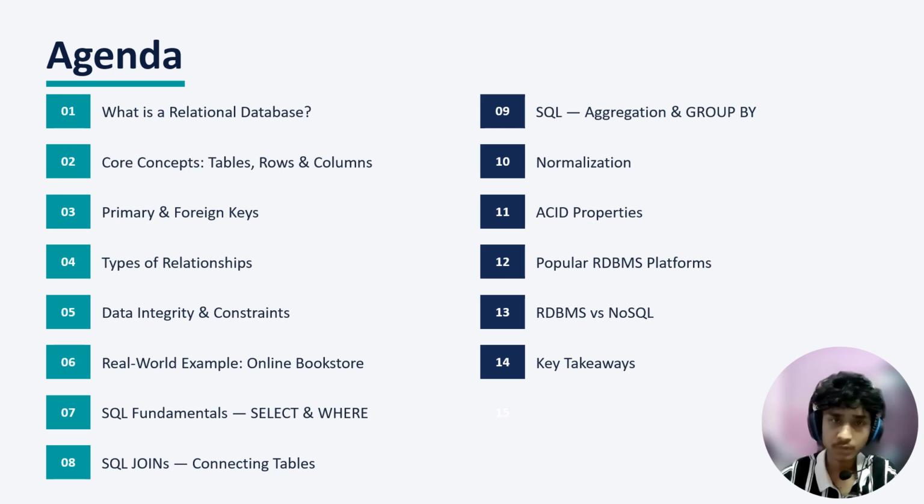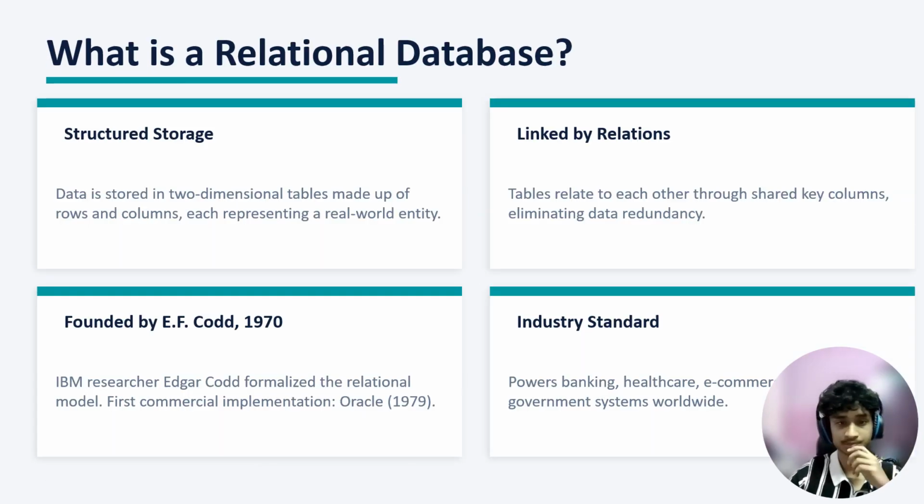Here's a quick overview of what we'll be covering today. We'll begin by understanding what a relational database actually is. From there, we'll explore the core concepts of tables, rows, columns, keys, and relations. Then we'll dive into SQL, covering CRUD operations, joins, normalization. There's a lot to cover, so let's just jump right into it.